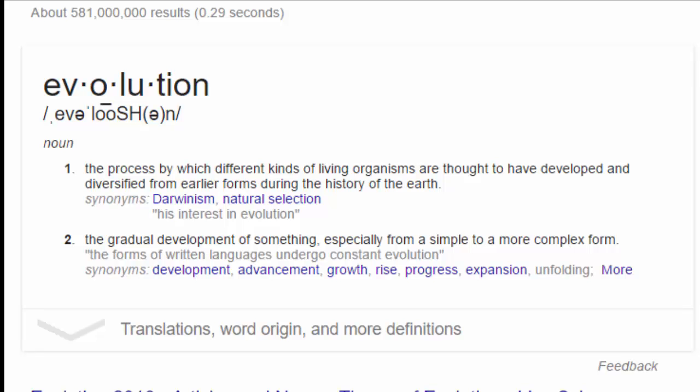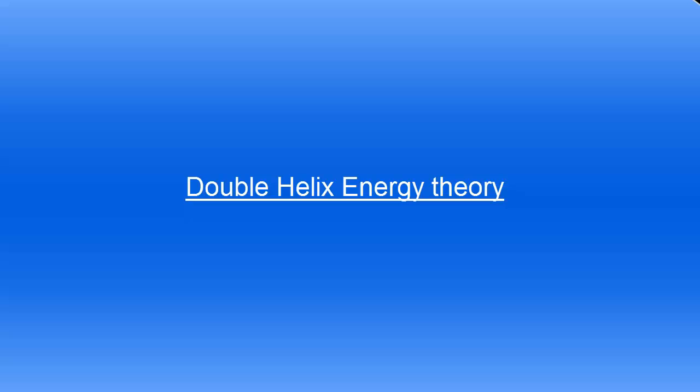And another one, evolution: the process by which different kinds of living organisms are thought to have developed and diversified from earlier forms during the history of the Earth, and the gradual development of something, especially from a simple to more complex form, which already we know is absolute rubbish because simple cells are actually more complex than the space shuttle. Now, deep time was easy to destroy based on electricity because it's basically energy powering down. So that's just the simple way of explaining how deep time is incorrect.